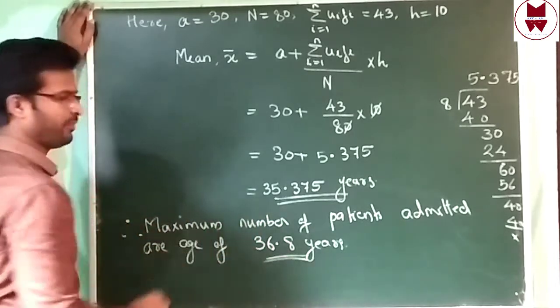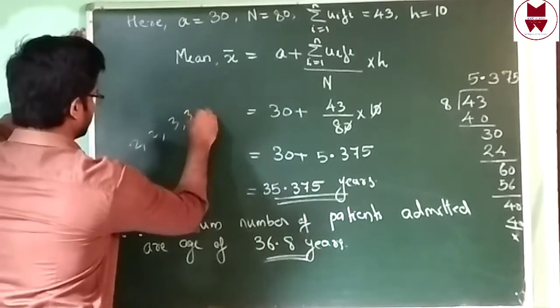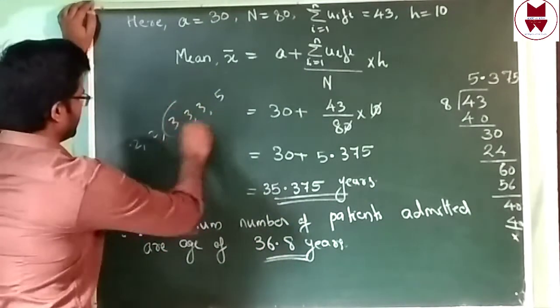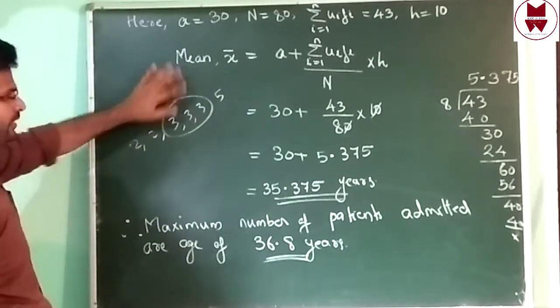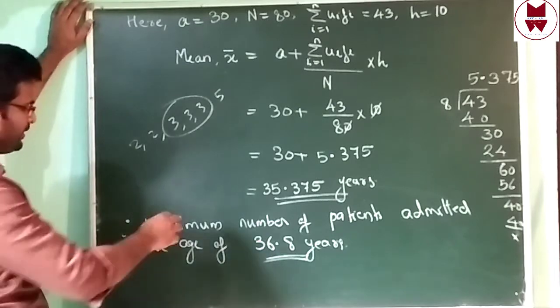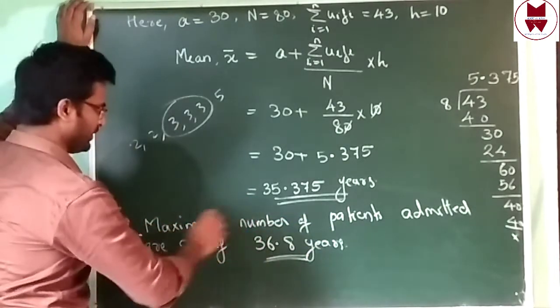That's why we can write maximum number of patients. We can see one example. This is like one example, in here what is mode? 3 will be mode because 3 repeated 3 times, more times, isn't it? That means 3 will be more. Same like that. In here we can write maximum number of patients admitted, age of 36.8.